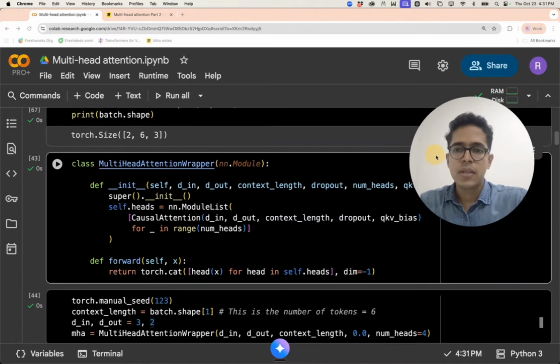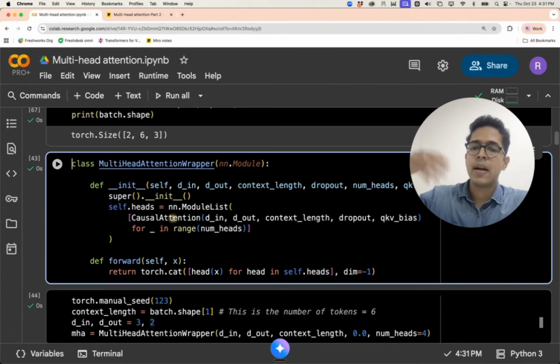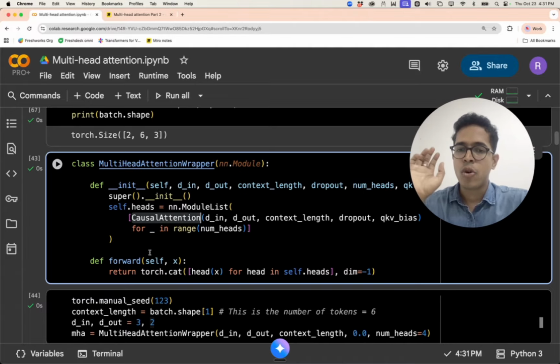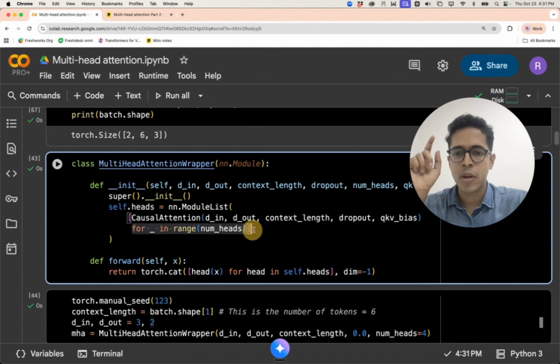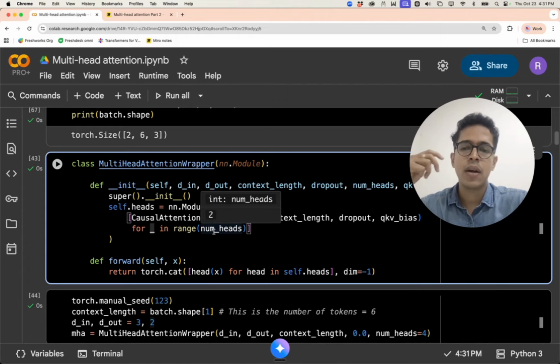Then what we did was we defined this class called multi-head attention wrapper, which was a wrapper around the causal attention. And here we were doing a for loop. Can you point out the part where we are doing the for loop for each attention head separately? This is the part where we are doing the for loop. So for _ in range of number of heads, you are looping through head number 1, head number 2, etc.